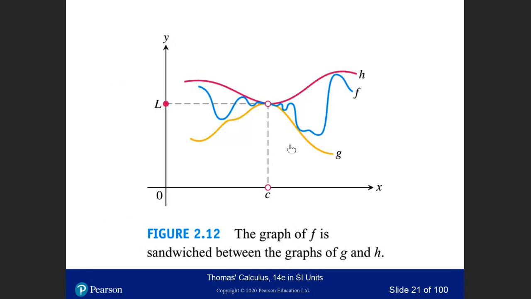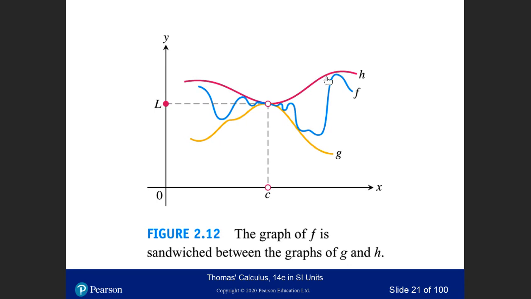Okay, so you can see 3 functions here. The red function is h, the blue function is f, and the yellow function is g. As you can see here, f is less than h and greater than g, all in this interval. So f is squeezed between h and g.